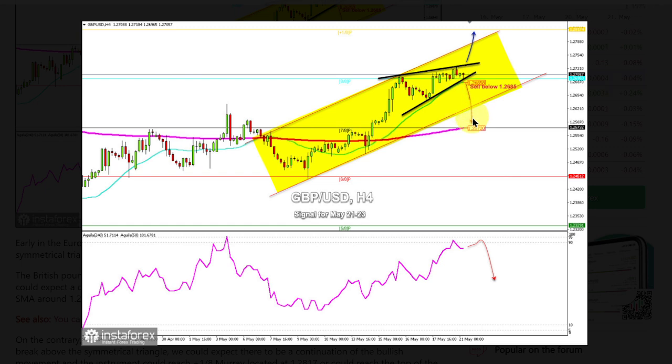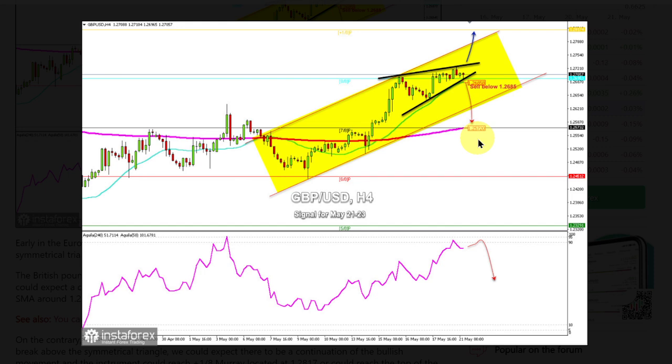This scenario will be valid only if GBPUSD breaks and consolidates below the 21 SMA, around 1.2685. Then it could reach the 200 EMA, located at 1.2572.